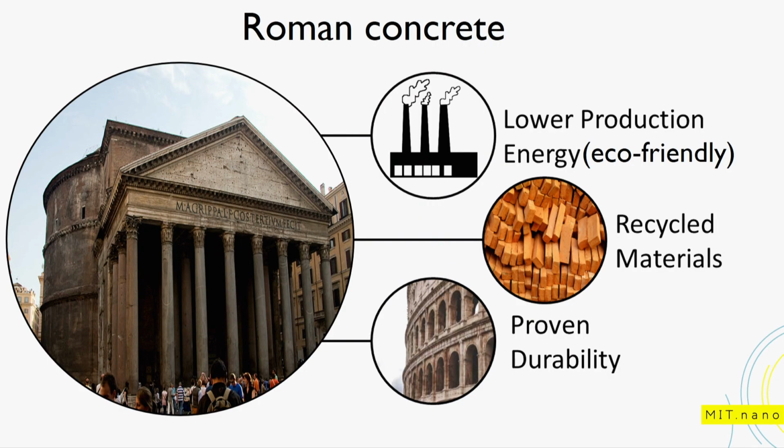But what is amazing about this material is that it is not only durable, but also eco-friendly, requiring lower production energy. And this means that it is much more sustainable. The volcanic ash that Romans added was sometimes substituted by ground bricks, which make this material even more sustainable. Now, you do realize that there are extraordinary properties that we would like to implement into our new building materials.